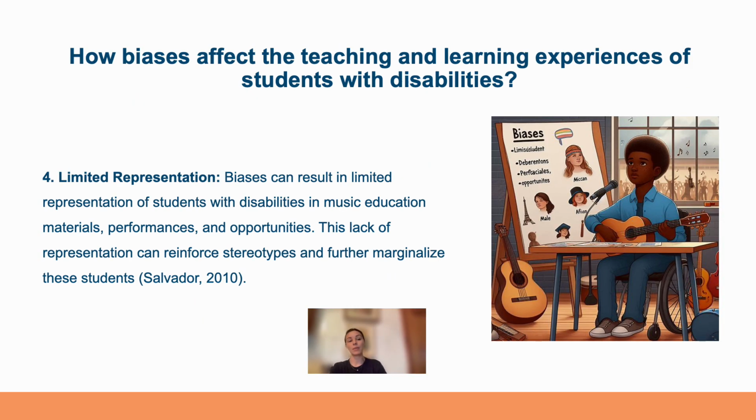Another bias is limited representation. Bias can result in limited representation of students with disabilities in music education materials, performances, and opportunities. This lack of representation can reinforce stereotypes and further marginalization of these students.